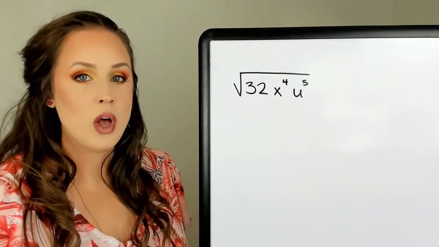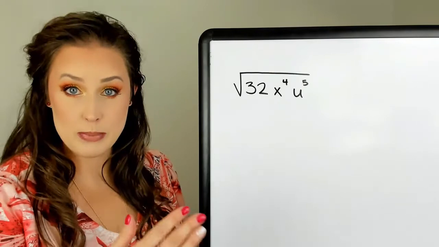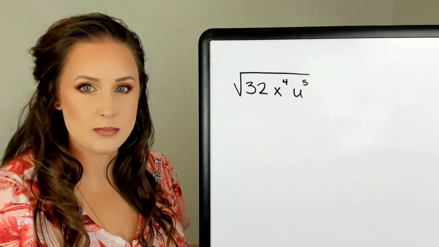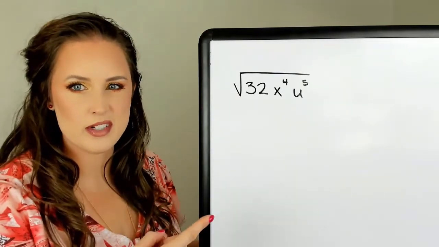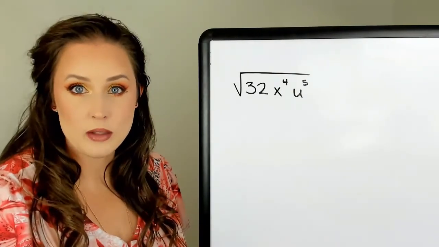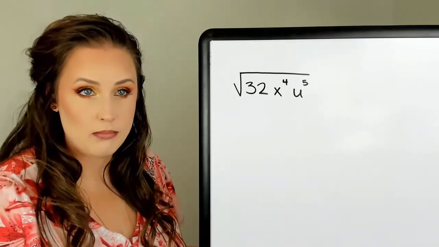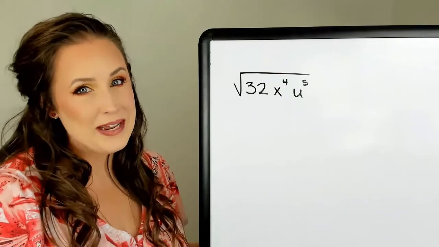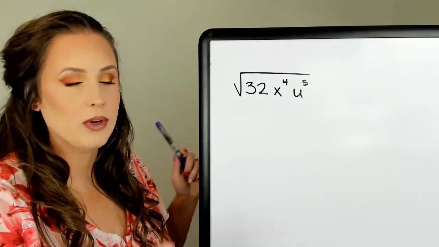Here's our first example. One thing you can do is to root each piece individually. In fact, you actually can write them separately. Square root 32, square root x to the 4th, square root y to the 5th. But I like to keep it all together, but know that that's the idea that we're doing, is we're going to root each piece individually. So I'm going to start with the number and then we'll get into the letters.